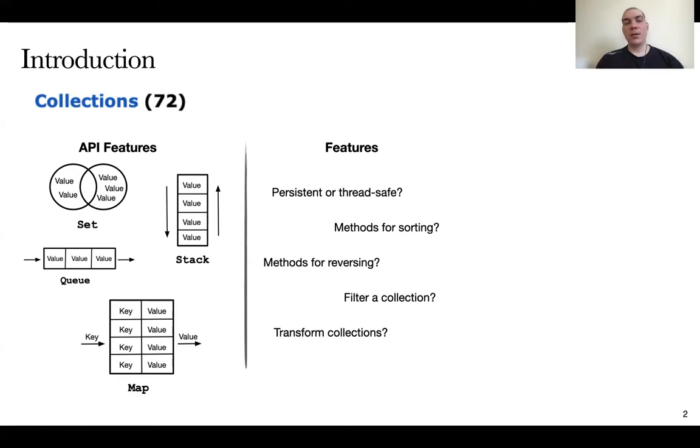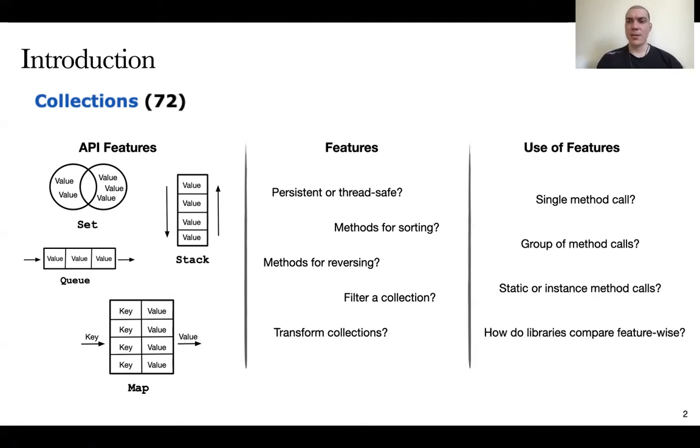In a more high-level scenario, how these features are used is also lacking from these rankings. For example, are these features single method calls or a group of method calls? Do you need to instantiate certain classes, or are static calls enough? And finally, how do these libraries compare with each other feature-wise? This information is lacking from the current rankings.